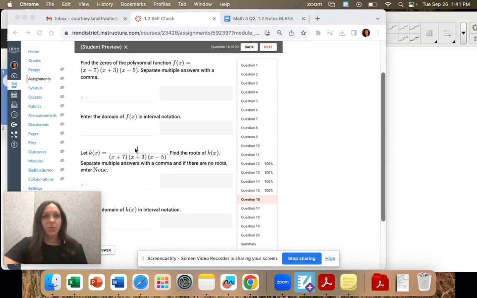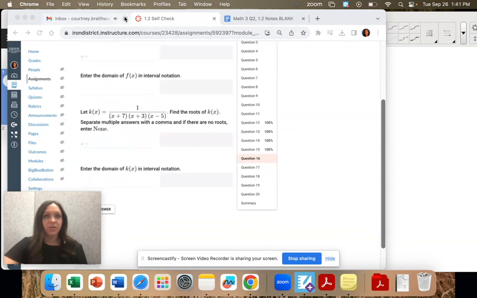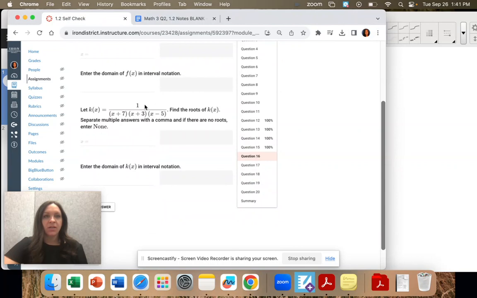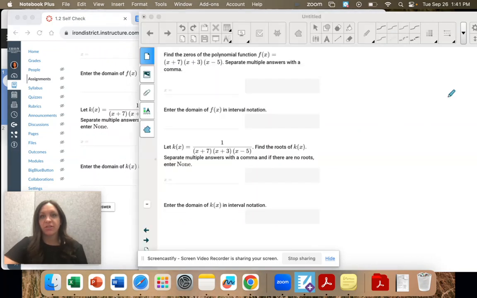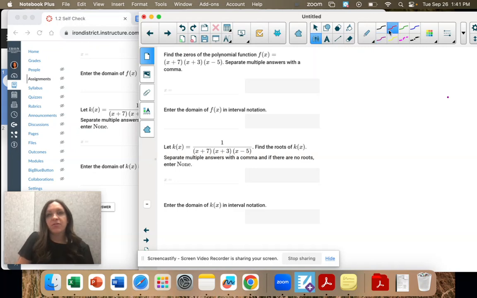Okay, 16, we want to find the zeros and domain. And then we're going to do the same thing, but make it a rational function. So zeros of a polynomial, pretty simple. You just set each factor equal to 0, and those are the zeros. So it's the opposite sign, right? So we've done this before.